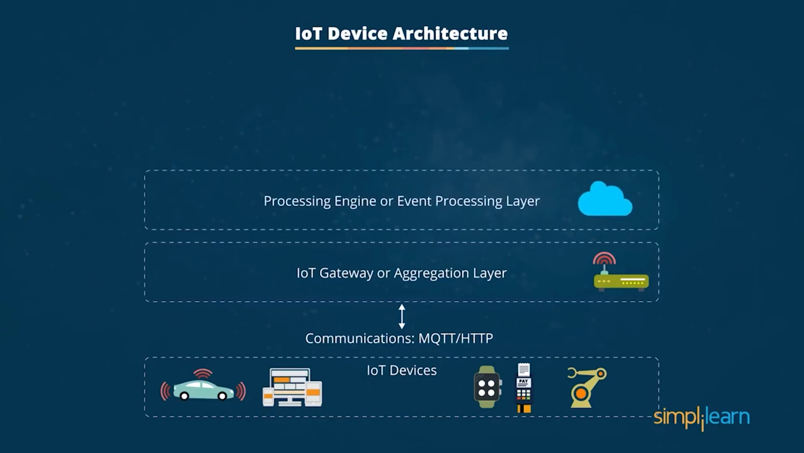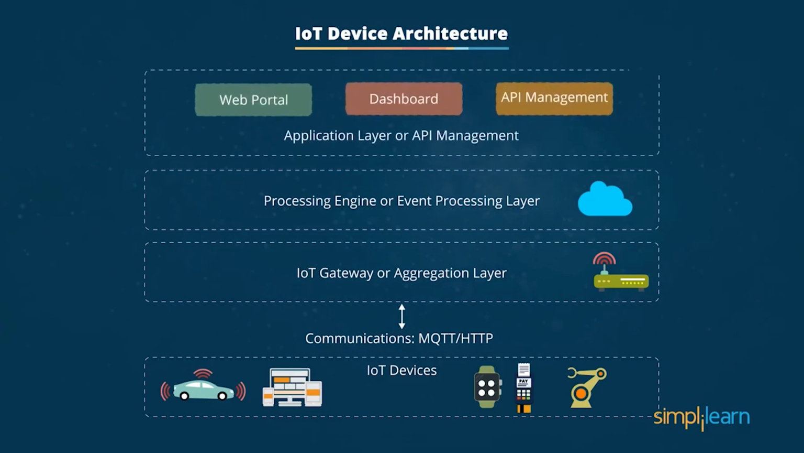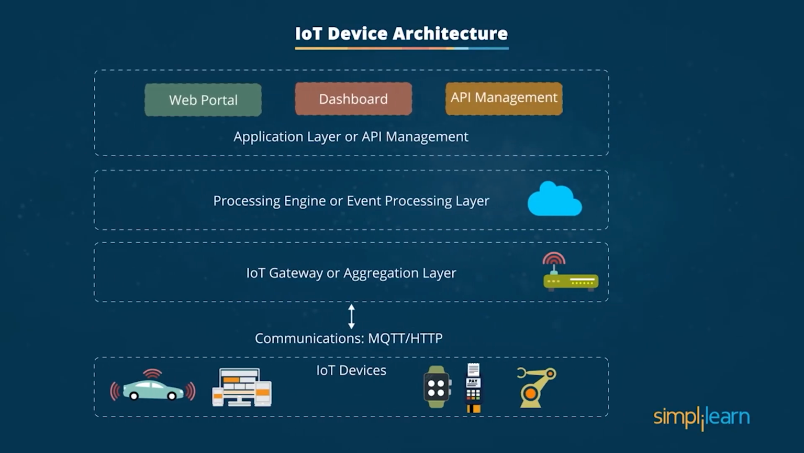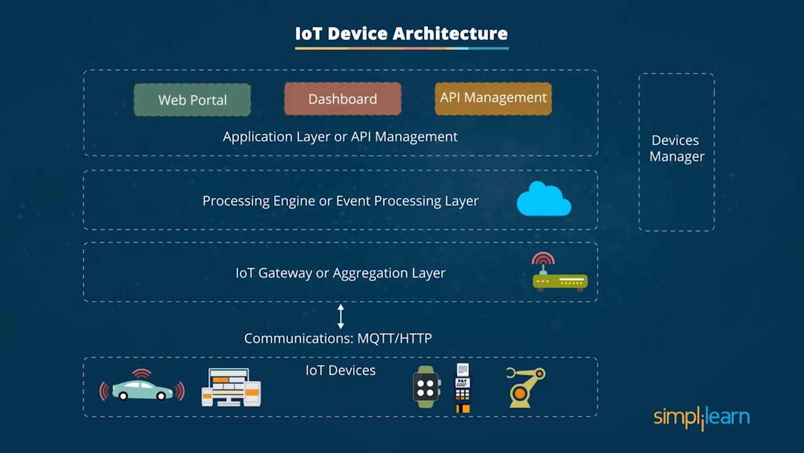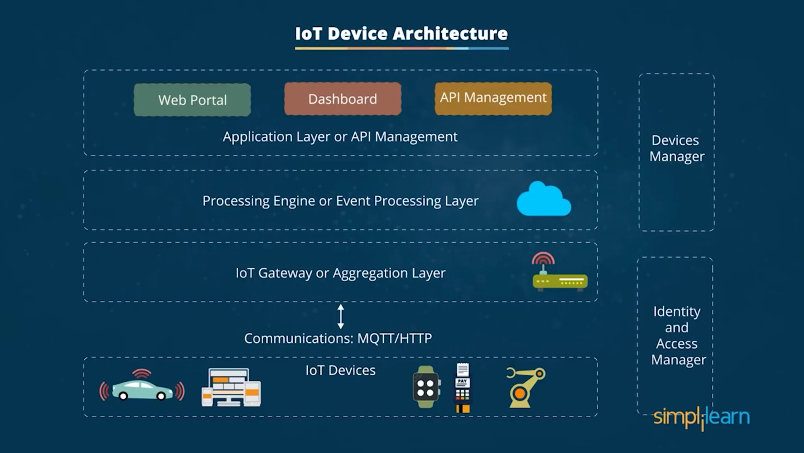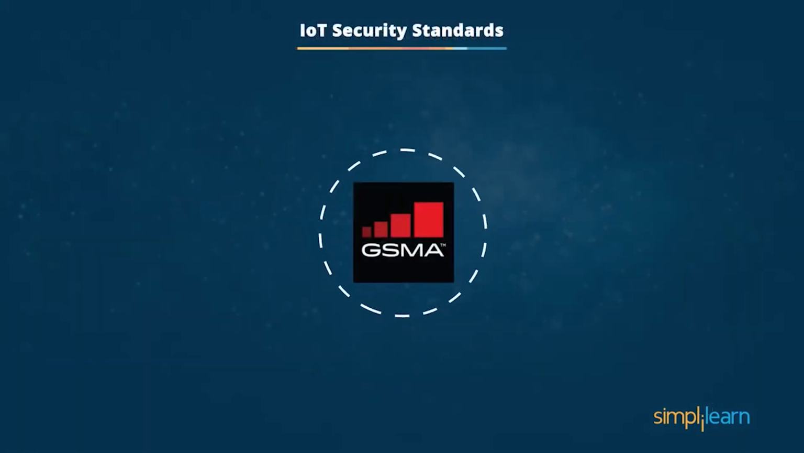The next layer is based on cloud. It's called the processing engine, or event processing layer. It has numerous algorithms and data processing elements that are ultimately displayed on a dashboard. This layer basically processes the data obtained from the sensor layer. The last layer is called the application layer, or API management layer. It acts as an interface between third-party applications and infrastructure. The entire landscape is supported by device managers and identity and access managers, which are useful for security of the architecture.